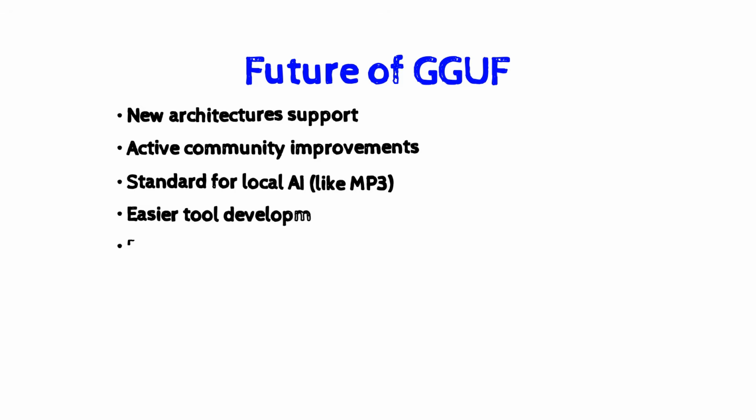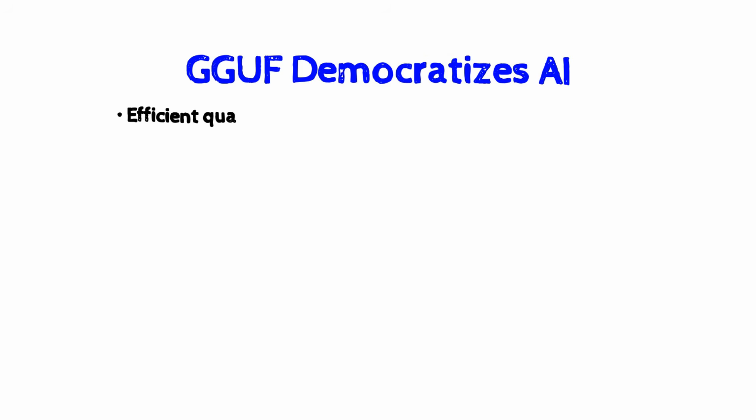GGUF continues to evolve with support for new model architectures and quantization methods. The community around GGUF is active, constantly improving tools and adding support for new models. GGUF has effectively become a standard for local AI, similar to how MP3 became standard for audio. This standardization makes it easier for developers to build tools and for users to run models. Future developments may include even more efficient quantization methods and better integration with emerging hardware. The ecosystem continues to grow, making it an exciting time to explore local AI with GGUF.